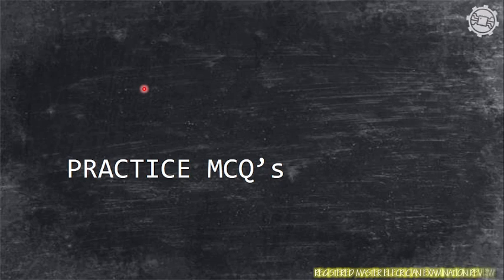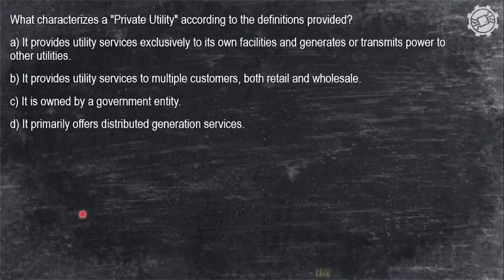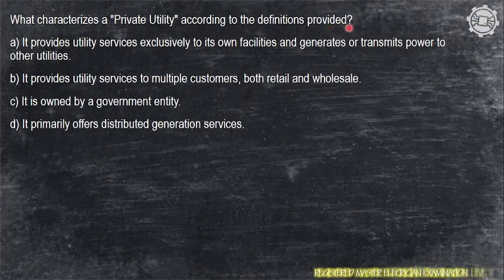As I said last time, do not be afraid to make mistakes, because it is better to make mistakes during this practice test than during the exam. Okay? So, let's have the first question. What characterizes a private utility according to the definitions provided? Is it A, B, C, or D? Just type your answer on our chat box.